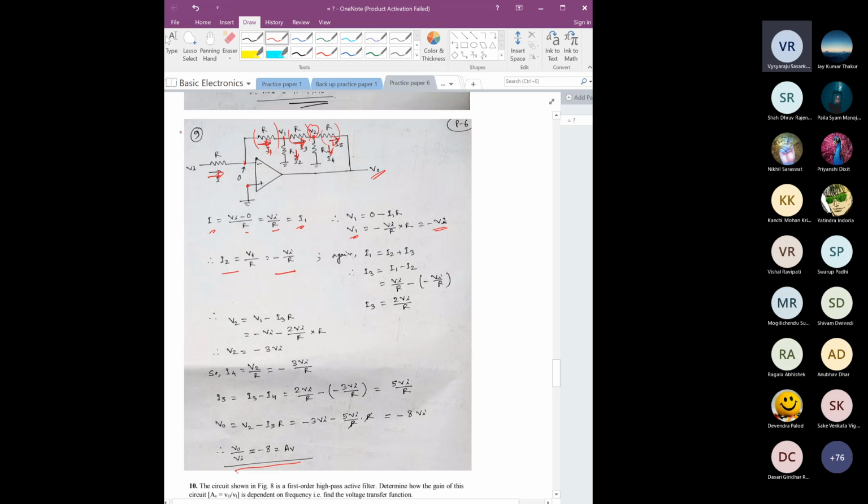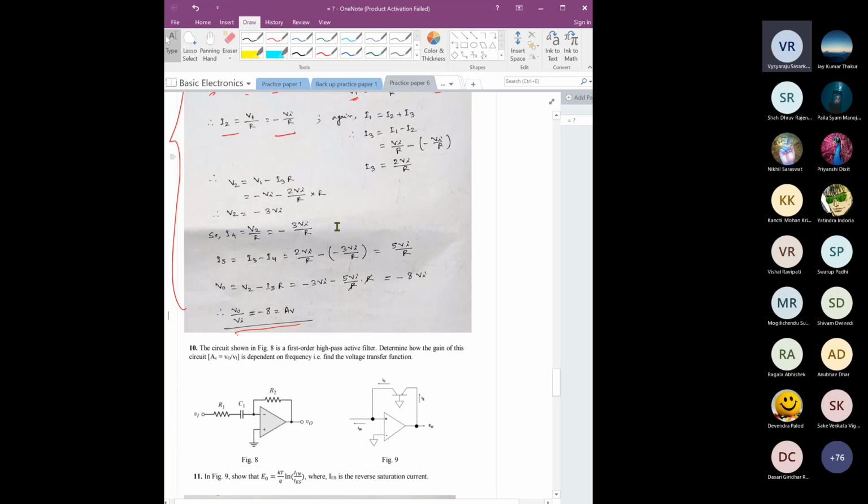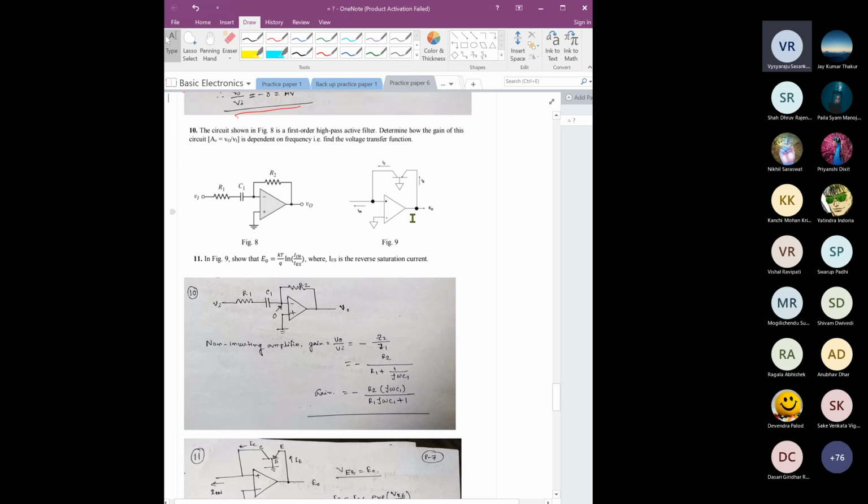Is there any doubt for this question number 9? Any doubt? Okay, if there is no doubt, then good. We can proceed to the next question.